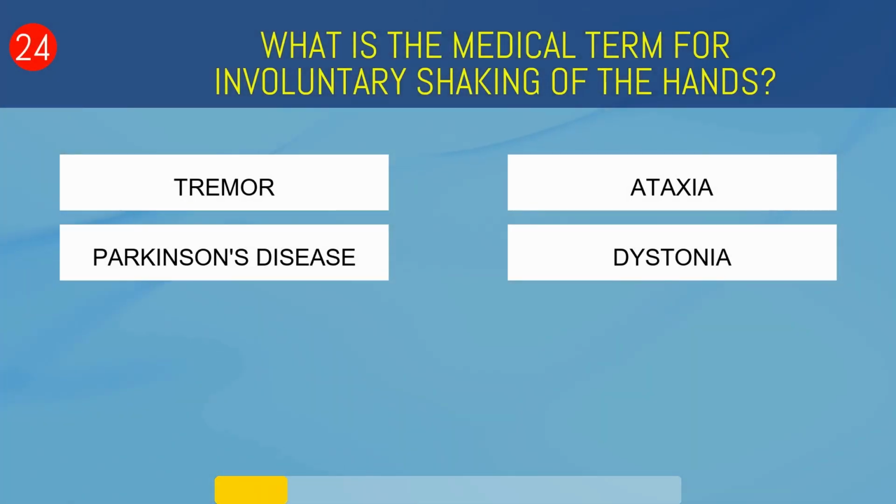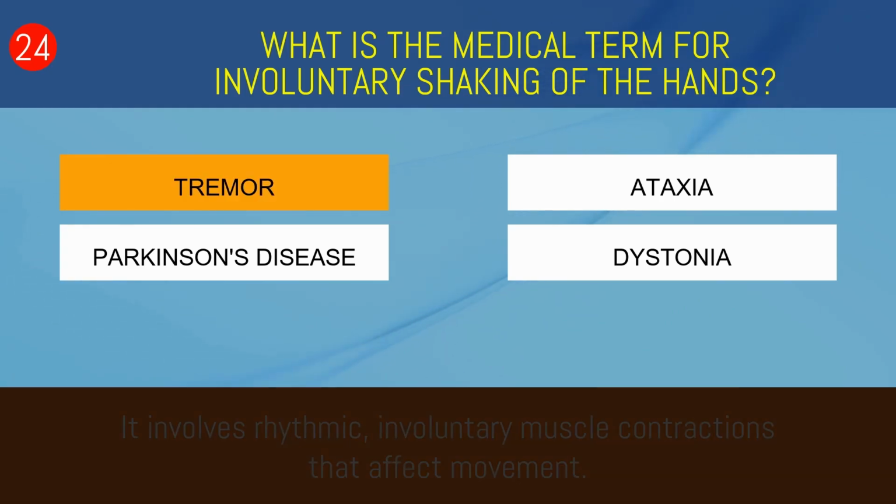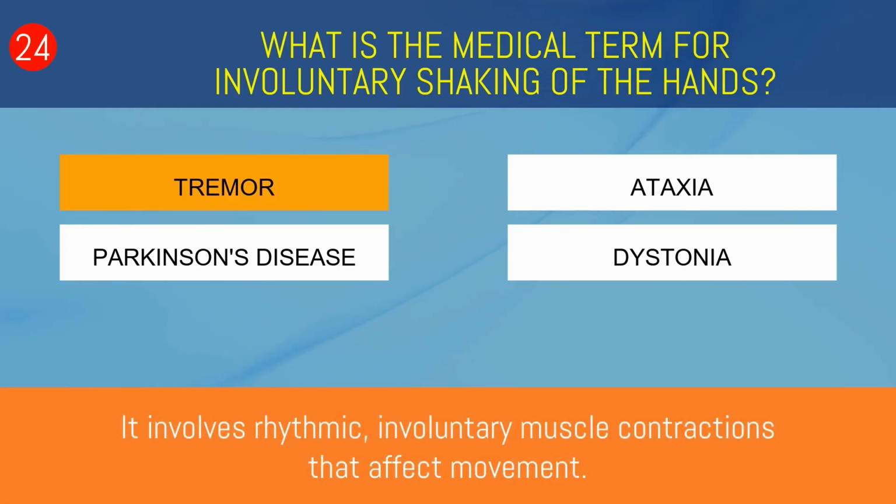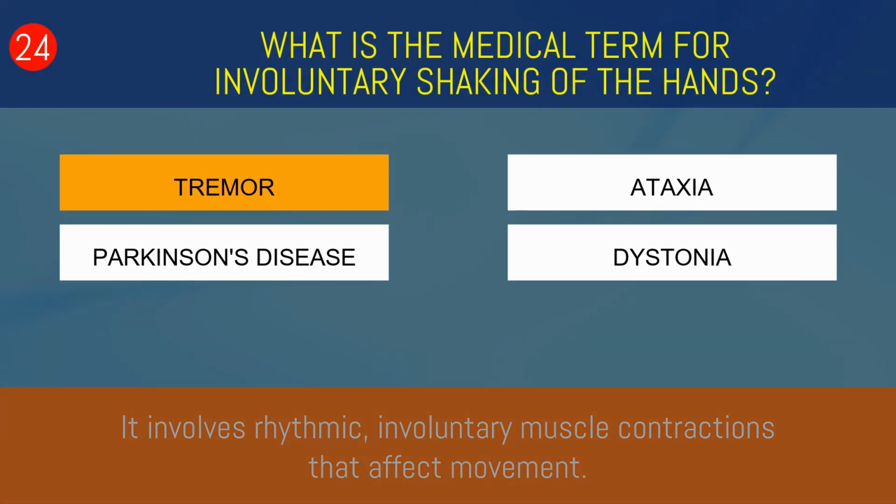What is the medical term for involuntary shaking of the hands? Tremor, Parkinson's disease, ataxia, or dystonia? Tremor. It involves rhythmic, involuntary muscle contractions that affect movement.